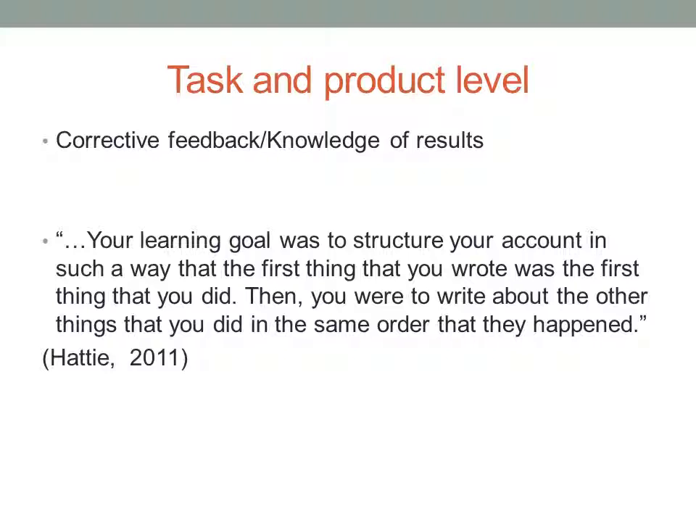Below is the example that the book gave on page 119 of task and product level feedback. Your learning goal was to structure your account in such a way that the first thing that you wrote was the first thing that you did. Then you were to write about other things that you did in the same order that it had happened. This is an example of providing more information relevant to the task. It's important to remember that this feedback needs to be understood before you can build on to the later levels of feedback.